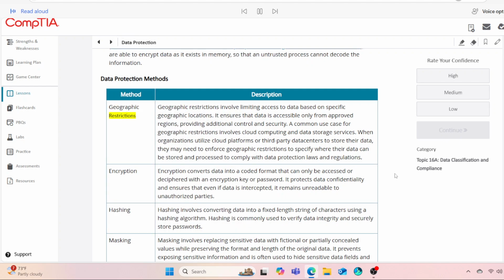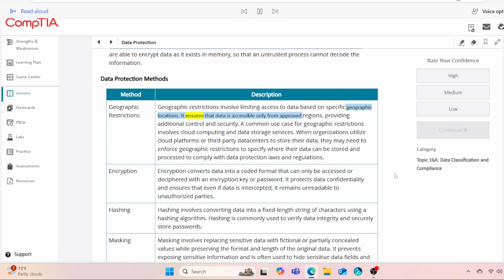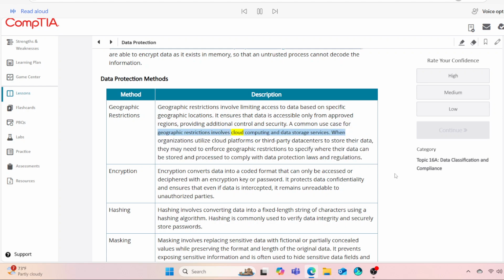Geographic restrictions. Geographic restrictions involve limiting access to data based on specific geographic locations. It ensures that data is accessible only from approved regions, providing additional control and security. A common use case for geographic restrictions involves cloud computing and data storage services. When organizations utilize cloud platforms or third-party data centers to store their data, they may need to enforce geographic restrictions to specify where their data can be stored and processed to comply with data protection laws and regulations.